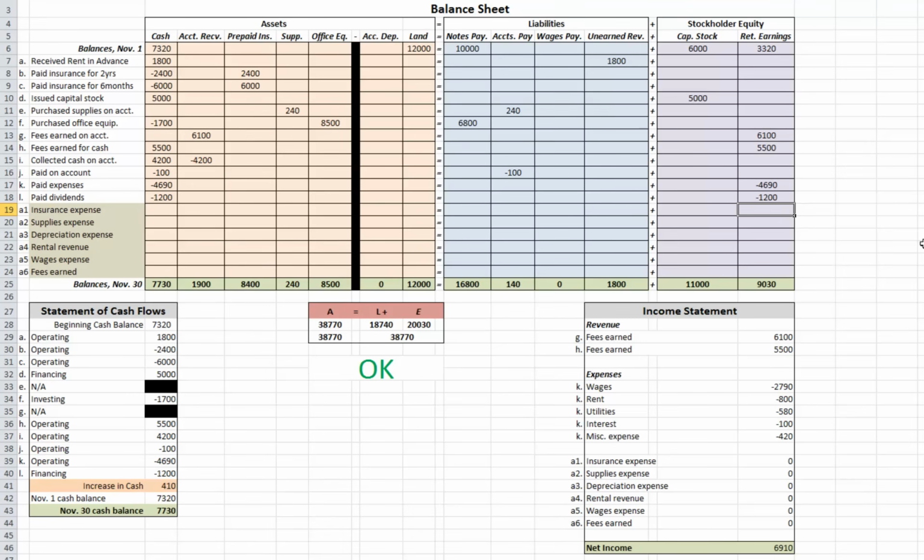Our supplies, we still have our $240 worth of supplies. Of course, we paid off $100 worth of those, but the supplies themselves still have a value of $240. We have our $8,500 in office equipment. Now, of course, we paid for some of that out of cash, but that doesn't change the value of the equipment. It's still $8,500. Now, later on, we'll talk about depreciation, and the value of equipment will go down over time. But for now, since we're only worried about this 1 month, it's just going to be what we paid for it. And our land, we're just assuming that it's the same too, so our land is still worth $12,000.